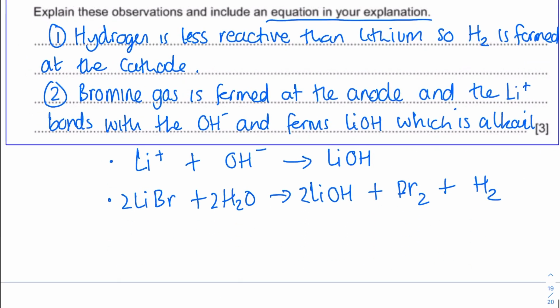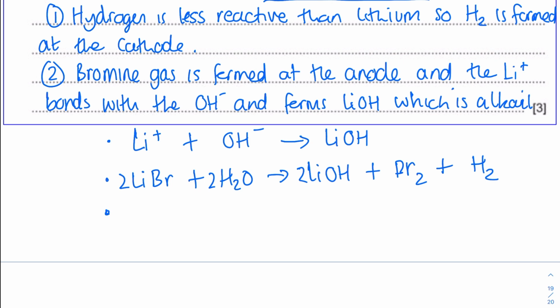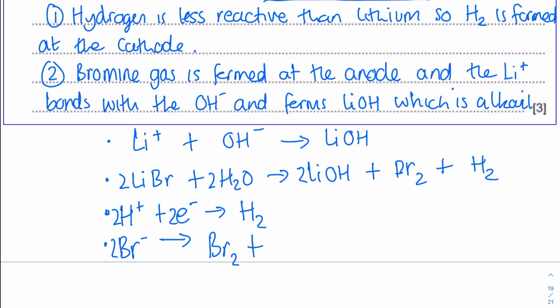You could also write the half equation at the anode and cathode. So you've got 2 hydrogen ions accepting 2 electrons and making hydrogen gas. You've also got 2 bromide ions making bromine gas and giving out 2 electrons. So there are many equations that you could put in there. You just get a mark for one of those equations. All are correct.